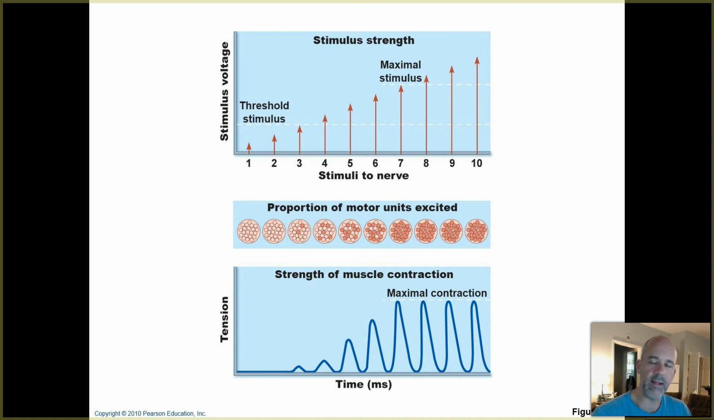Okay, so this is a pretty nice little graphic from your textbook, which is showing what happens here. And so up here on the top, we've got stimulus strength, and this is actually stimulation from the brain.